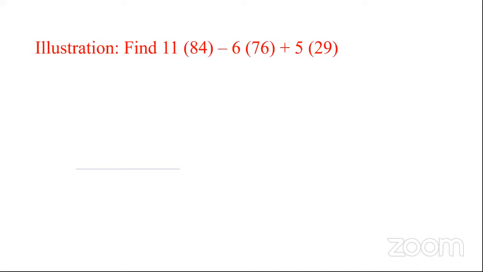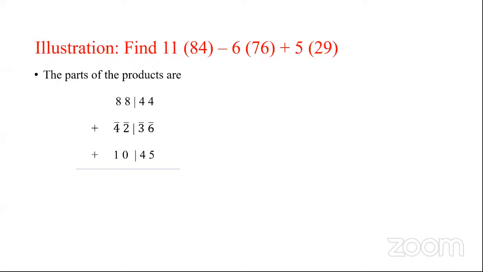Next example. Start writing the products straight away. 11 into 8, 88. That way. 6 into 76 will give me 42 and 36 with minus sign. And 5 into 29 will give me 10 and 45. Add and subtract simultaneously. You can say 5 plus 4, 9, and 9 minus 6, 3.